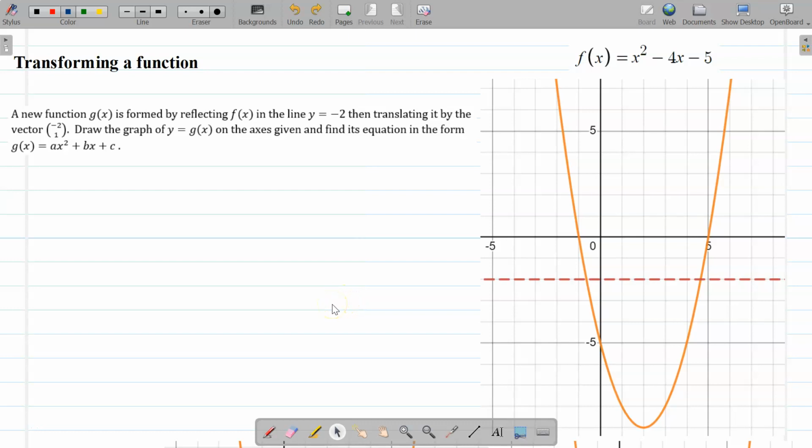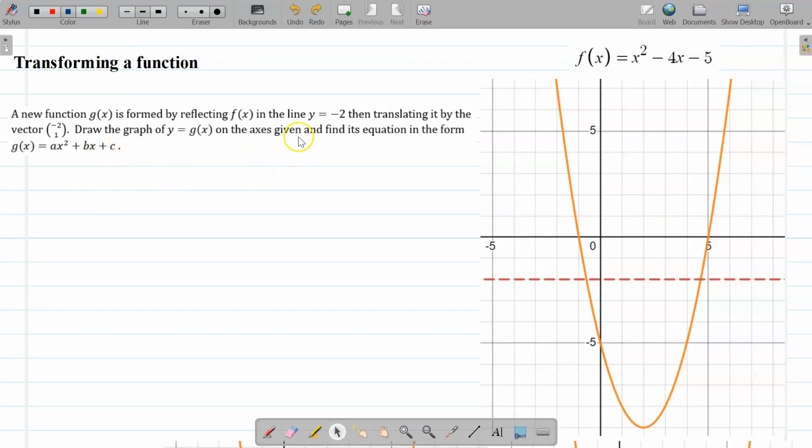Welcome to this video on transforming a function. Quite an unusual question that we have to do here, because it's providing us with words describing a transformation that's been applied to a function f of x. And once we've moved the function according to these instructions, we've then got to give its equation in the form ax squared plus bx plus c.